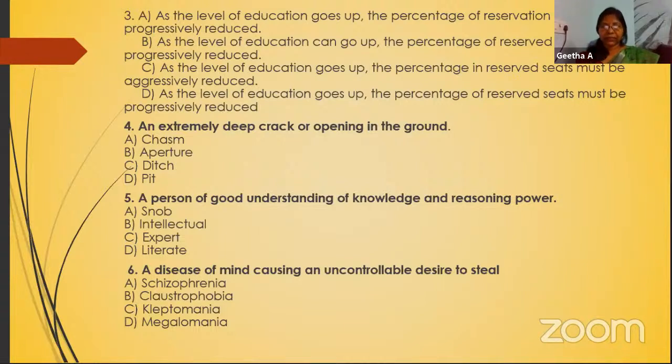And then we have the last one: a disease of mind causing an uncontrollable desire to steal. So you can just go through and find out the answers. Yes, last one is C. That is schizophrenia, claustrophobia, kleptomania, megalomania. I think we have come across this question earlier also, right? So it becomes easy for us to find the answer for that.